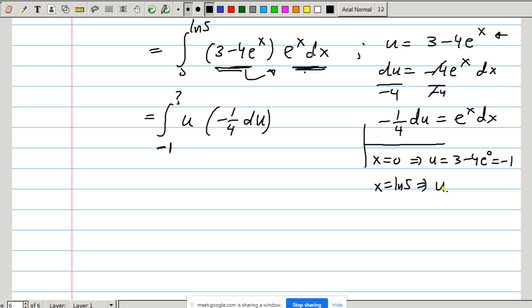Now the second value is natural log of 5. So u will become 3 minus 4 e to the power log of 5. E and log cancel each other. So you get 3 minus 4 into 5. So this is 3 minus 20, which is minus 17.